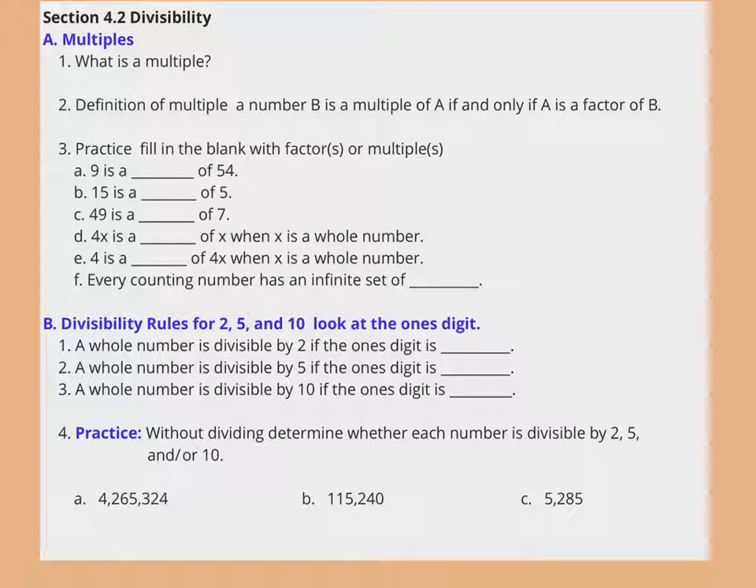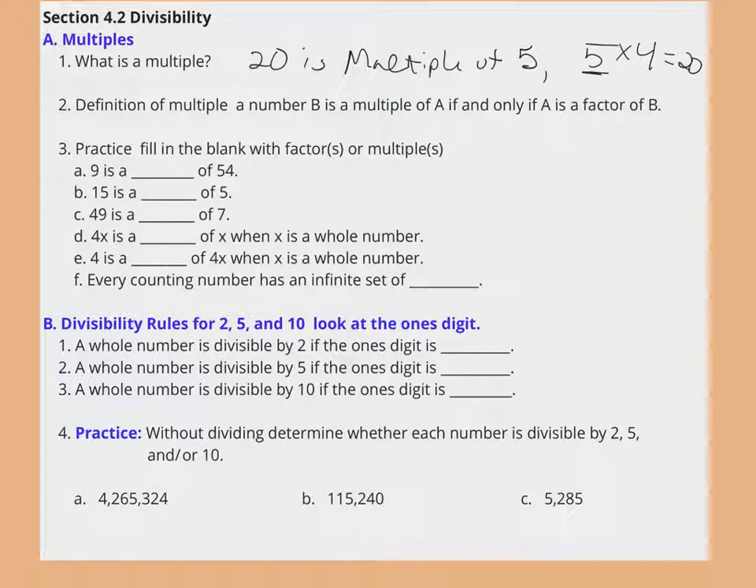So we have our definition here of a multiple. A number B is a multiple of A if and only if A is a factor of B. So if we look at an example up here, we have 20 is a multiple of 5 because 5 times 4 equals 20, because 5 is a factor.